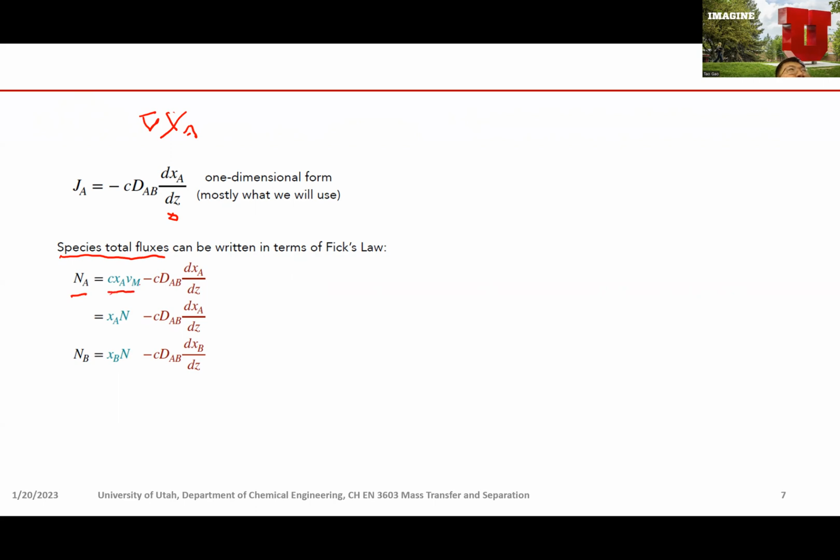So we have the convective molar flux that is proportional to A's molar fraction and the molar average velocity of the fluid, minus the diffusive flux, which is proportional to the diffusivity and the derivative of the concentration, or the molar fraction. Okay. Similarly, we can do this for B.